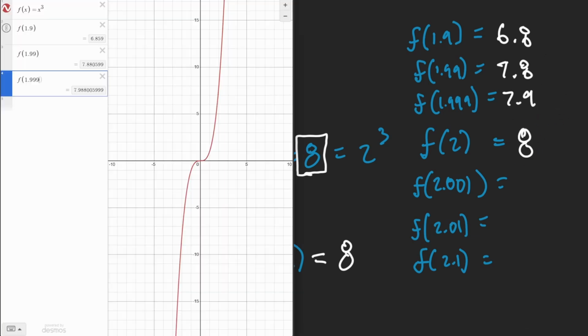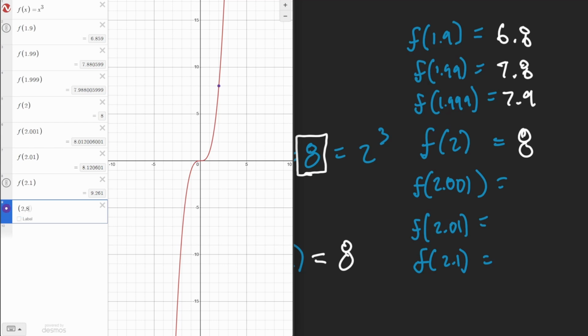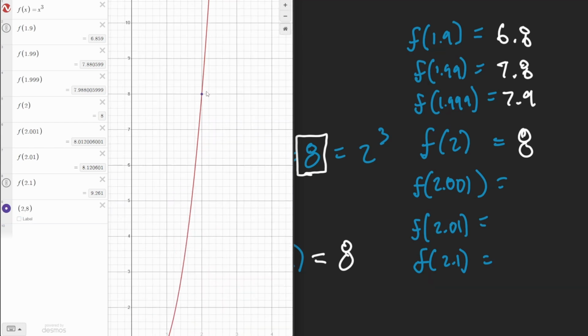And what if we go to the other side? Of course f of 2 is going to be 8. We can try f of 2.1, f of 2.01, f of 2.001. So it also is getting closer to 8 from the other side. So we can even plot this point here. So here's the point we're talking about.